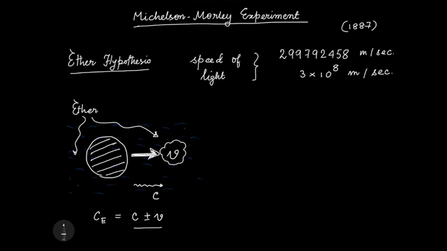Now, to start with, we have to learn a little bit about their apparatus. Let me write down the names of these two gentlemen, because they have done the most important experiment of all time, which eventually failed. They could not measure the speed of the earth with respect to ether, and that changed the entire physics.